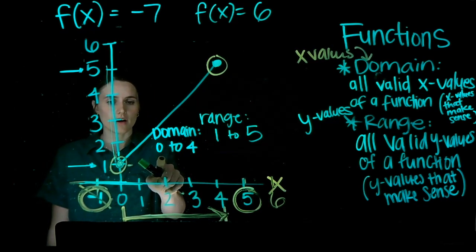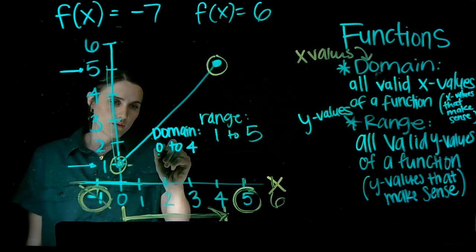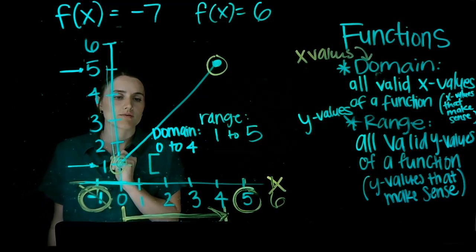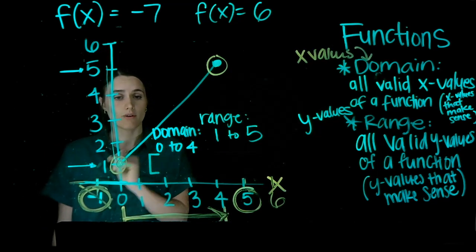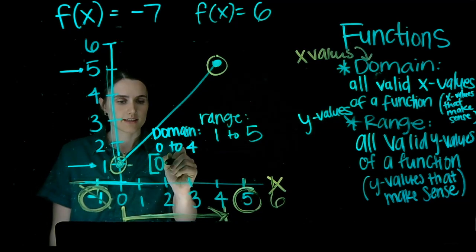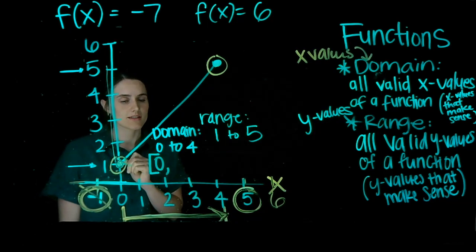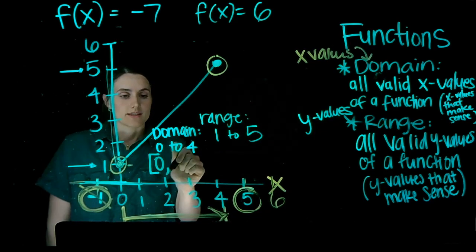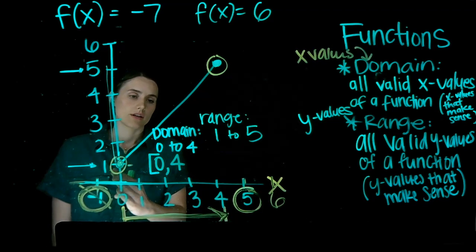So because 0 is a part of our domain, we're going to start with a bracket. And this bracket just represents that the value next to the bracket is included. So we're saying our domain starts at 0 and 0 is included, and then we're going to draw a comma. And this just tells us that all the values in between 0 and 4 are included in our domain.